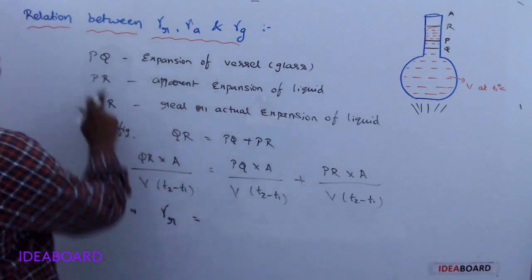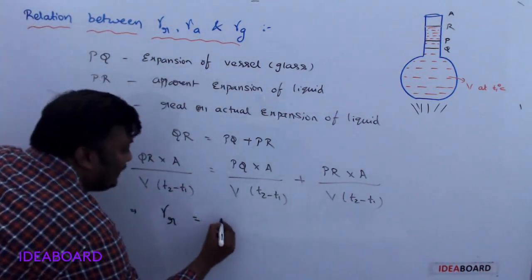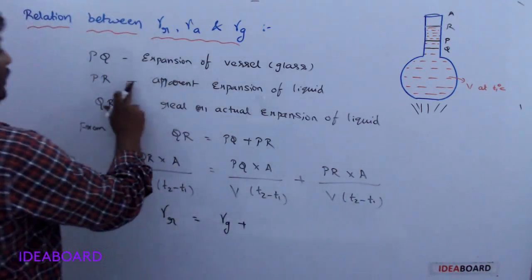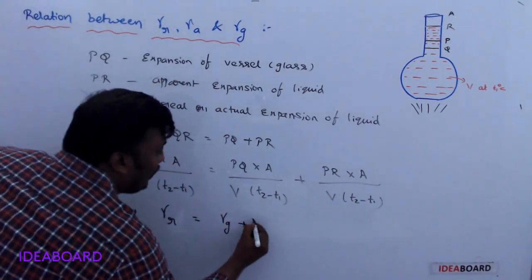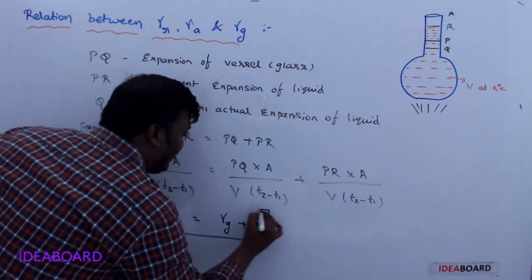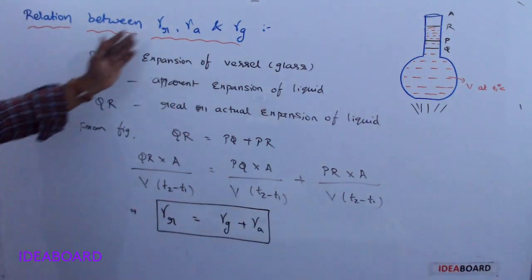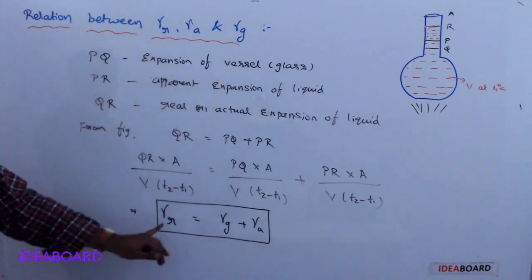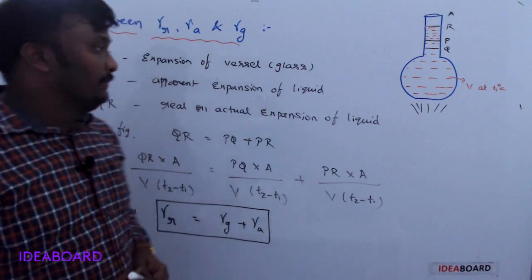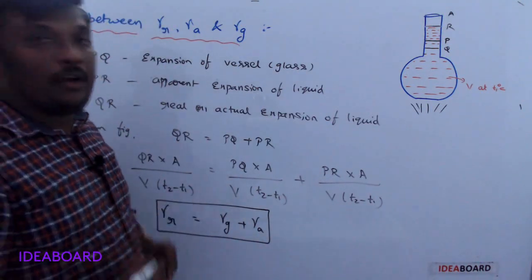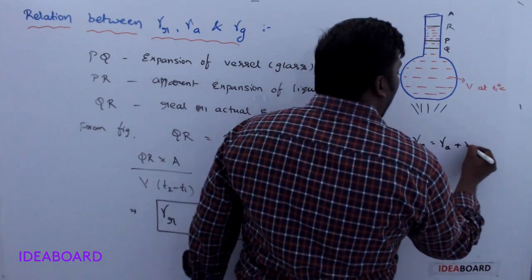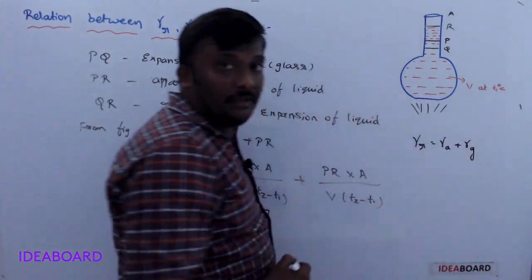PQ is the expansion of vessel, that's why gamma G. PR is nothing but apparent expansion, so gamma A. So what is the relation between gamma R, gamma A and gamma G? Gamma R is equal to gamma A plus gamma G. So that is the final conclusion: gamma R is equal to gamma A plus gamma G.